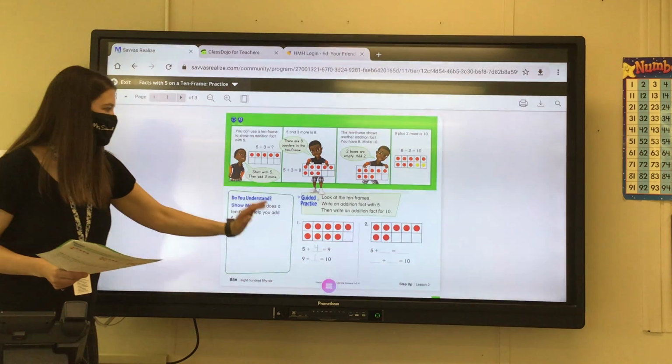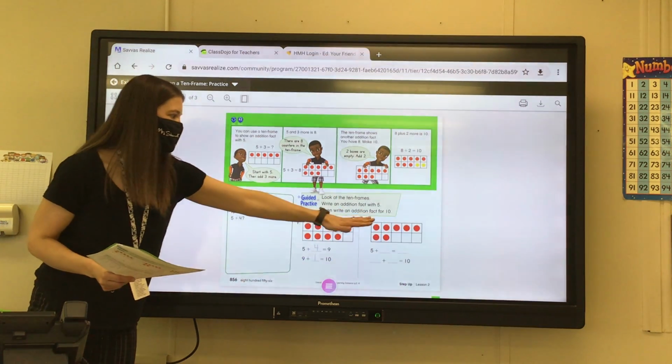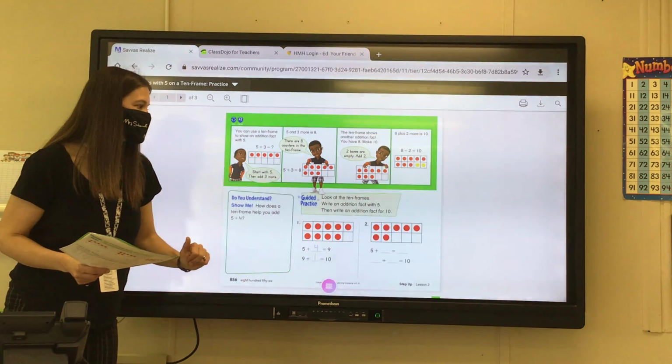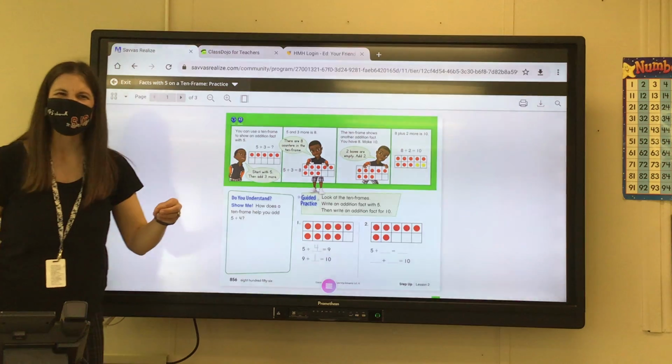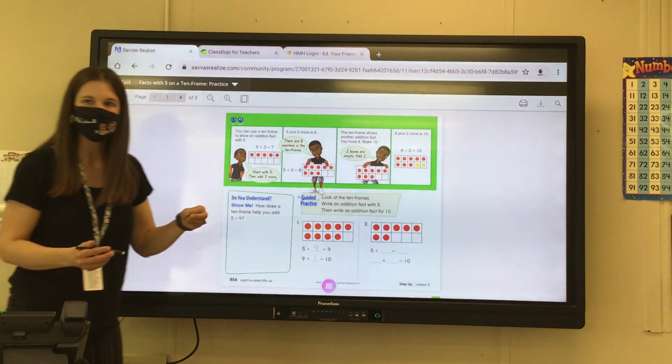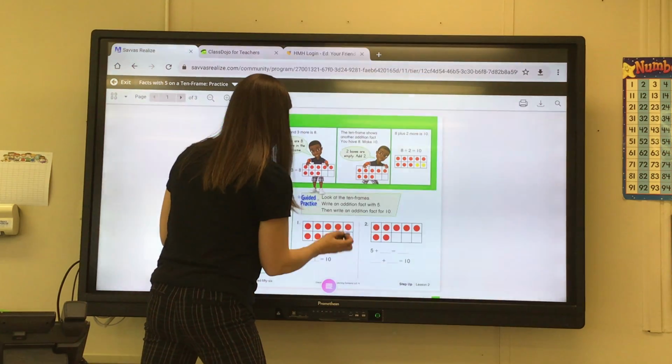So let's look down at our guided practice first. We're going to look at the 10 frames. We're going to write addition facts with 5, and then write an addition fact for 10, just like in the video. So we're going to do this together so we get it, we understand it. All right, here we go.